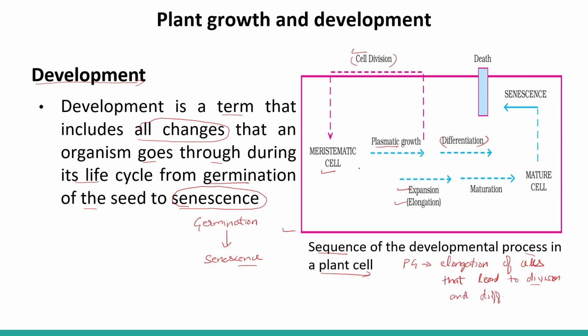Here you can see again the meristematic cell, there was plasmatic growth, expansion or elongation of the cell, which leads to cell division and differentiation. Differentiation is also known as maturation. The cells are maturing, they are gaining specific roles, and finally a mature cell is produced. These mature cells have specific function and a specific character also. Then when the cells become mature, in the end they follow the senescence pathway, and senescence ultimately leads to the death of the organism. So this is known as development.